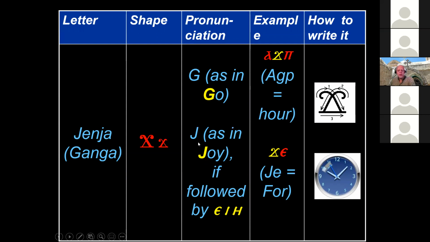And sometimes it's pronounced like a J if it's followed by one of these E vowels, the E, the iota, or the eta. So like here we have J, like we say J penyo. This is a very common word. Here the Jinja is a J because it's followed by an E. Here the Jinja is a G because it's not followed by an E. It's Ag, not Aj.